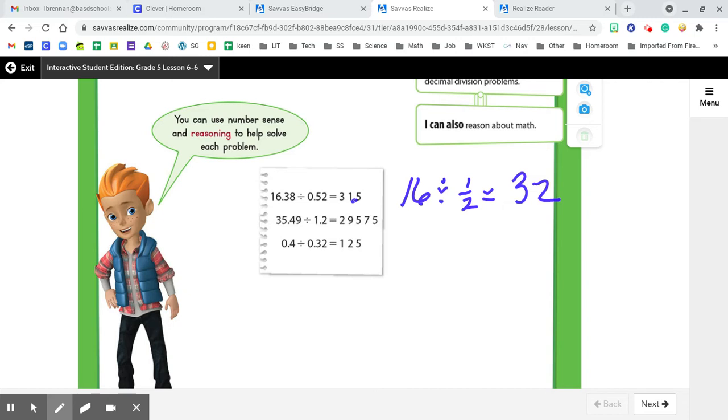The next number, we have 35. We can round 1.2 to 1. 35 divided by 1 is around 35. So we would put our decimal after the 29.